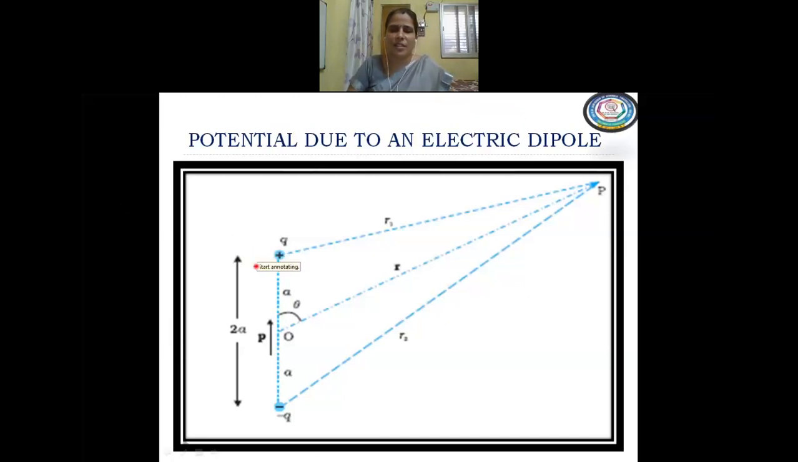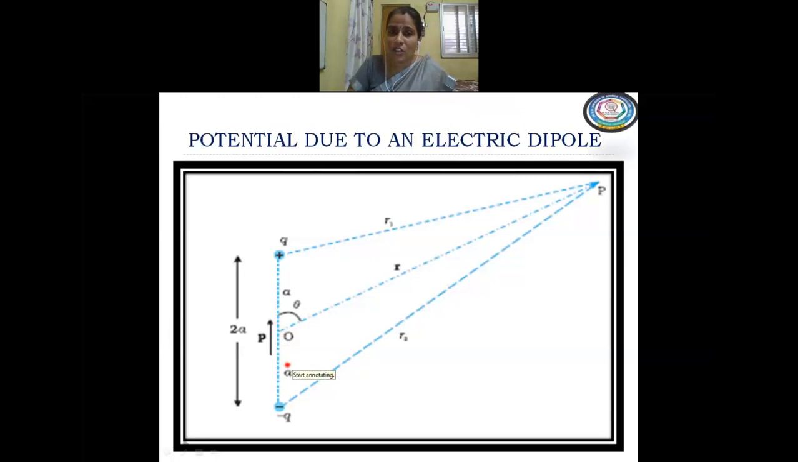Let us consider the dipole. Here we have positive charge plus Q, and here we have negative charge minus Q, and these two charges are separated by the distance 2a. The distance between the two charges is 2a. This point O is the center of the dipole.